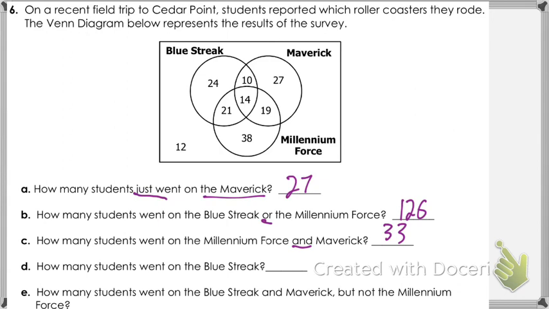Letter D, how many students went on the Blue Streak? So it's only talking about the Blue Streak, but we want any of them that went on the Blue Streak because we're not concerned that they went only on it. So add up those 4 numbers together, and we get 69 students that did that.